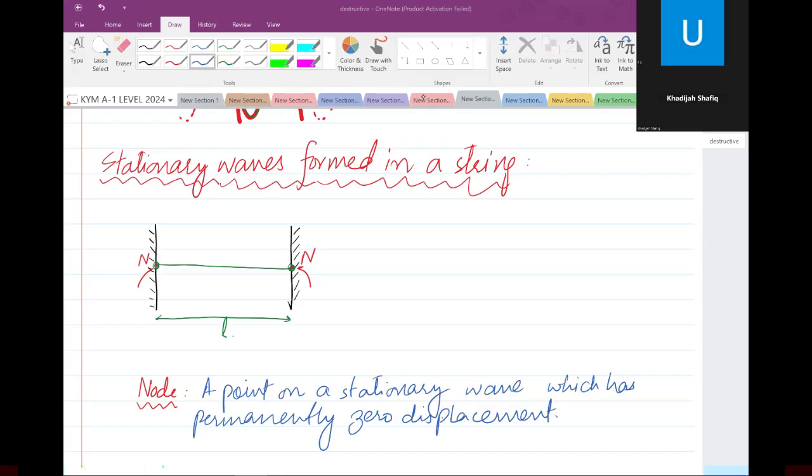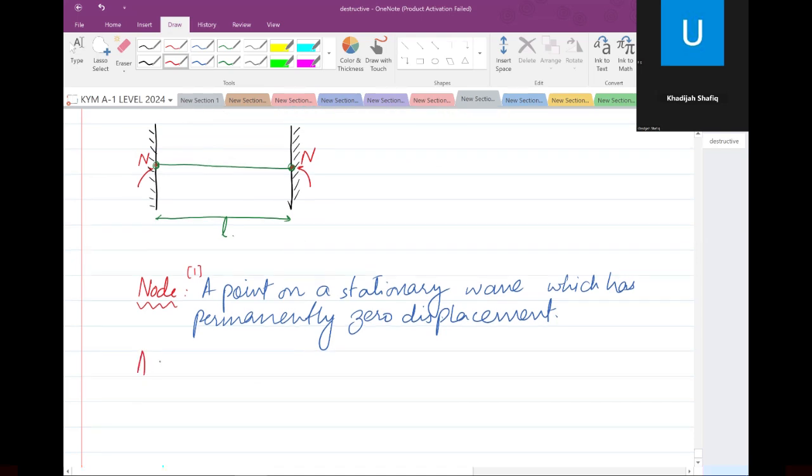Next, I would like to show that to you on a simulation. I'd like to show you a simulation about this. I would just let it load. During that time, I will tell you something else as well. Now, a node you would have to define for 1 mark. It is a point on a stationary wave which has permanently zero displacement.